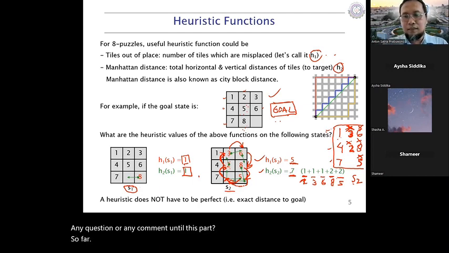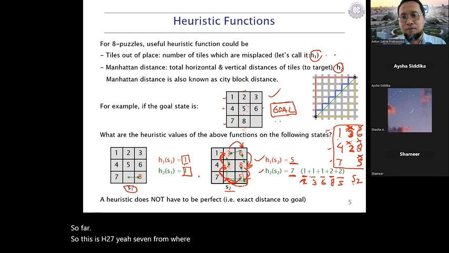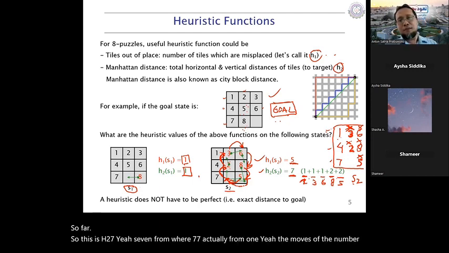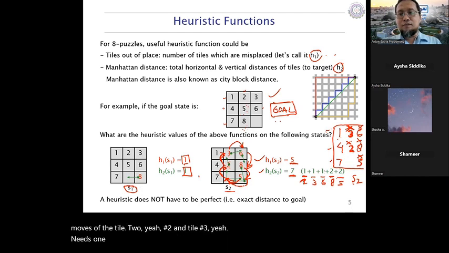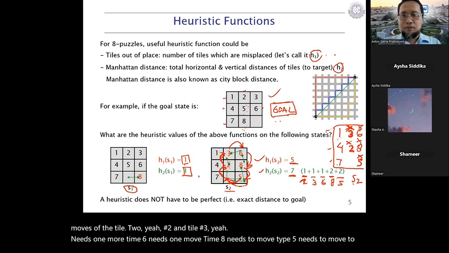Okay. So this is H2, 7. Seven from where? Seven, actually from 1, the number of moves of tile number 2 and tile number 3. Yeah, it needs 1 move. Tile number 6 needs 1 move. Tile number 8 needs 2 moves. Tile number 5 needs 2 moves in order to reach the goal.